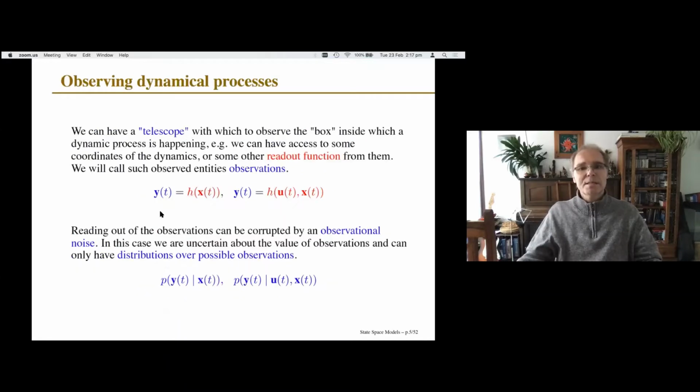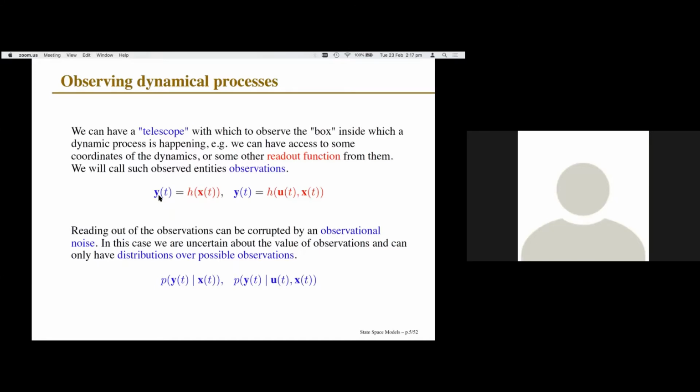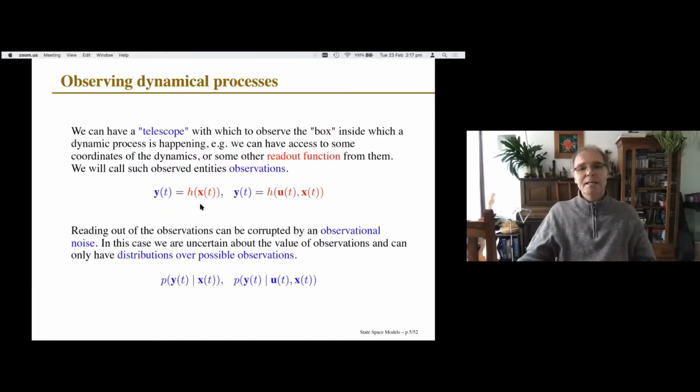Now, the thing is, I need to observe the system. So how do I observe the system? Well, we call it either readout function or observation function, and that's a function h that you can see here. Given the state of the system, you read out the system in terms of observations. So it's like your telescope on the system that is in there, right? And it can have both forms. It can depend on the state and your current input, or everything is captured in the state.